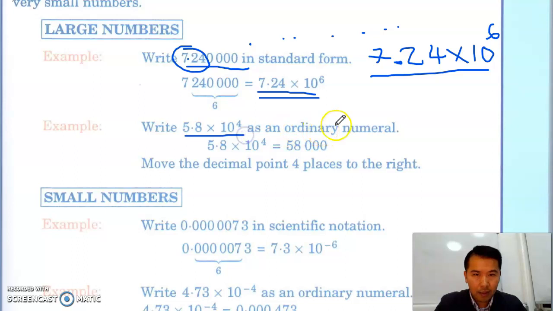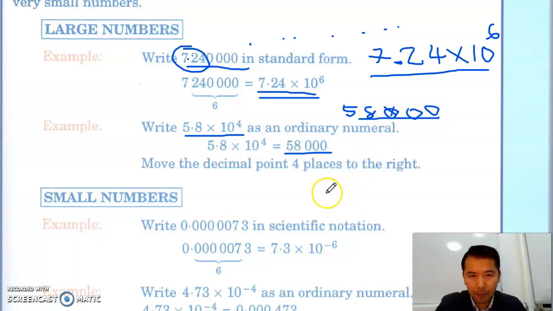Convert to ordinary number. All you have to do is count how many zeros here. 5.8 times 10 to the how many? 4, right? So from here, you count to 4. That's 2, 3, 4. So from here to here is 4. 1, 2, 3, 4. And that's how you get that.